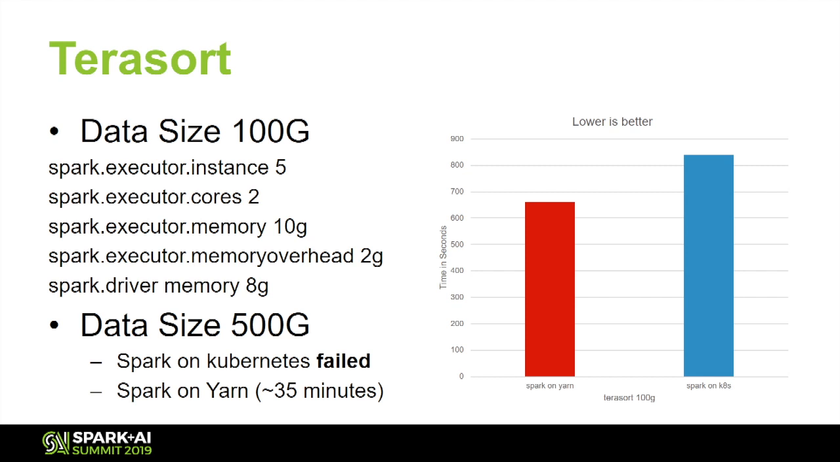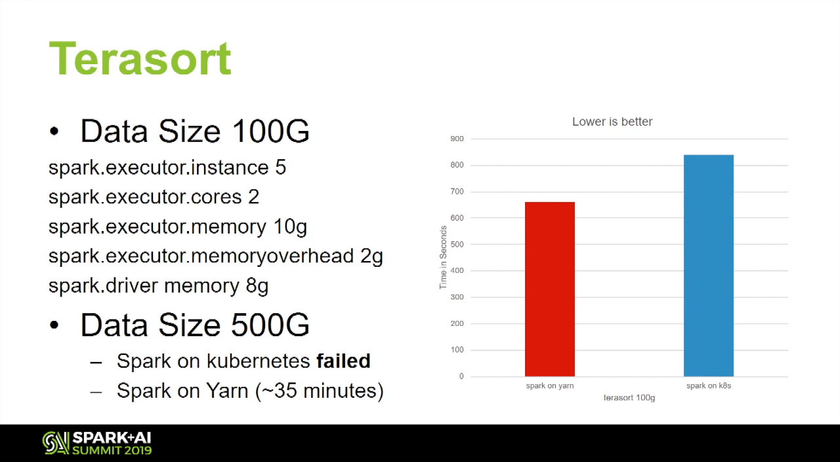and for each executor we use 10 GB memory and 2 CPU cores. And you can see in the right chart that Spark on Kubernetes runs a bit slower than Spark on Yarn. And the second round we run is a larger data size of 500 GB. Spark on Kubernetes always fails, but Spark on Yarn can finish the job within 35 minutes.